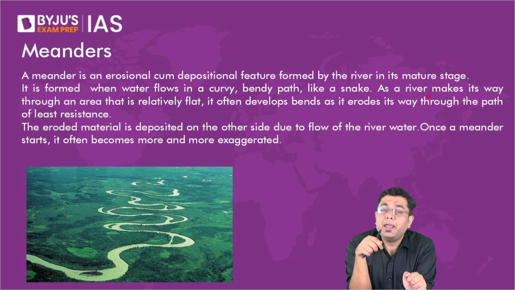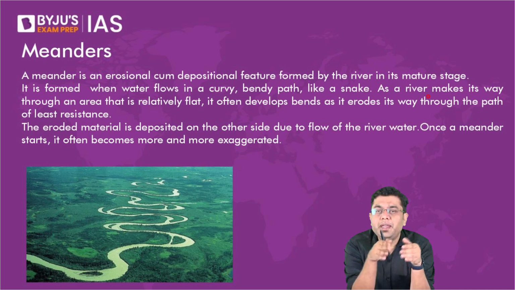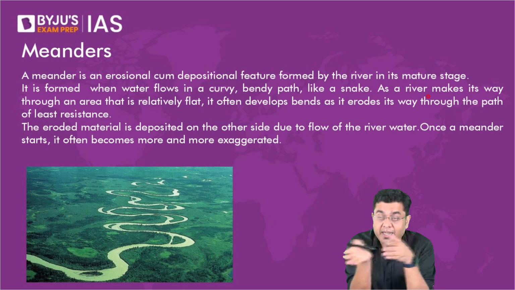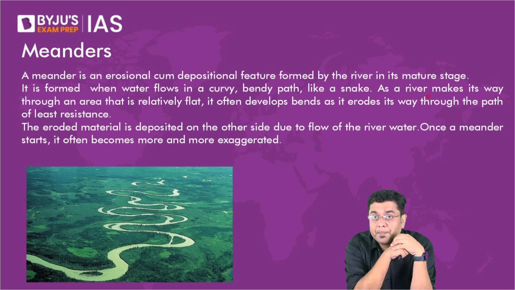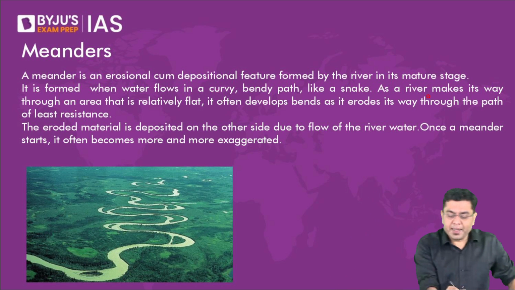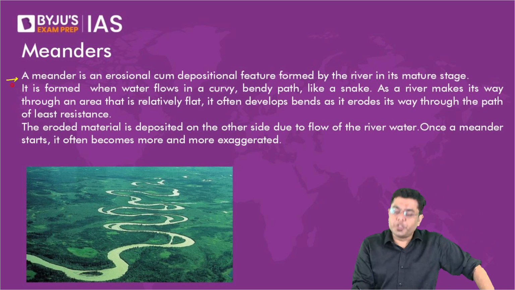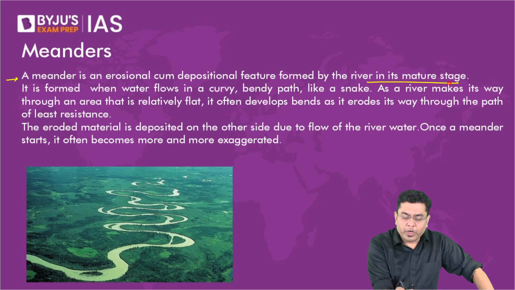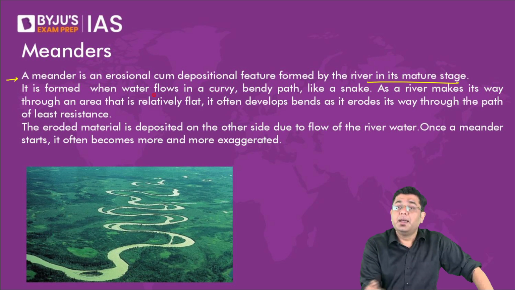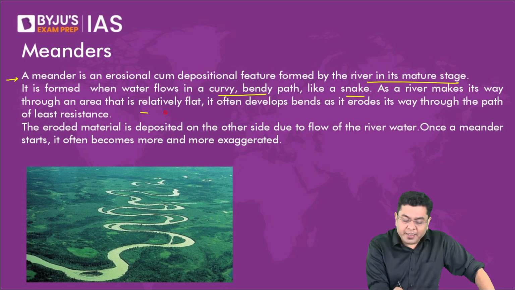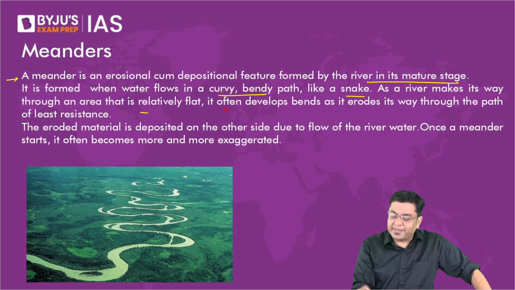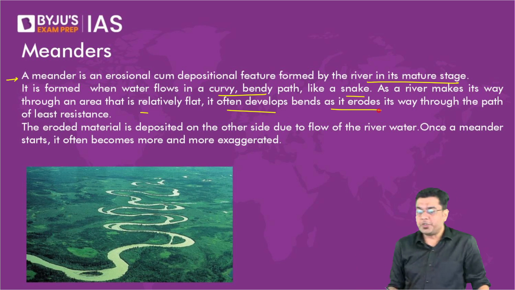So that is where, if there is no significant speed, the river meanders. It attains a wavy pattern. How is that attained? Let us understand that. A meander is an erosional cum depositional feature formed by the river in its mature stage. It is formed when the water flows in a curvy, bendy path like that of a snake. As the river makes its way through an area that is relatively flat, it often develops bends as it erodes the path of least resistance.